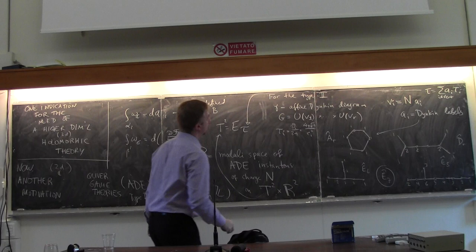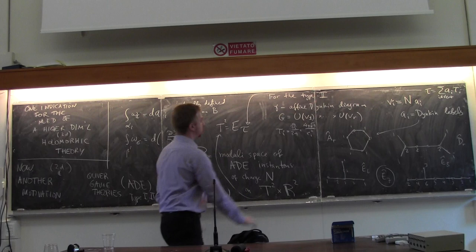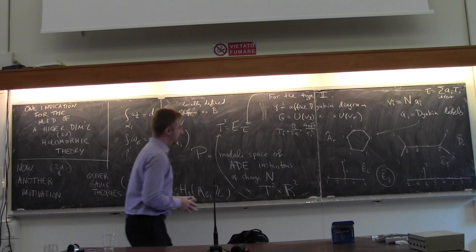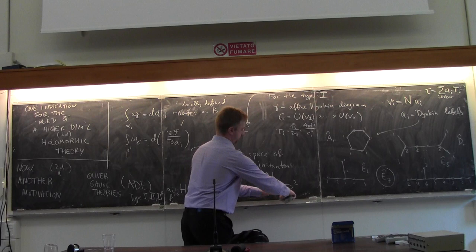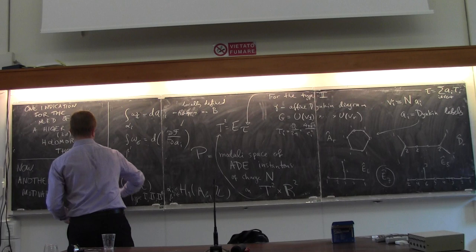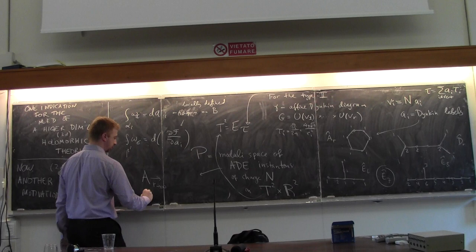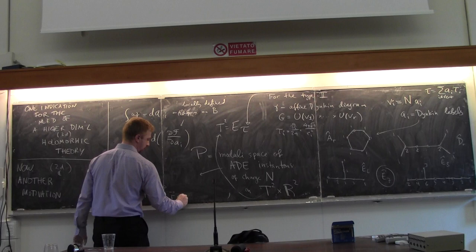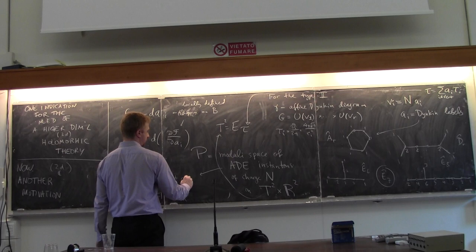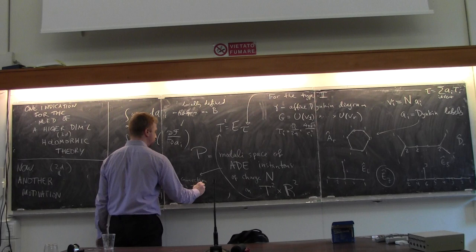And the rest of the data, so this is a non-compact space, so we should specify precisely the boundary conditions. And the boundary conditions are such that as you go towards infinity on R2 space, as r goes to infinity, A approaches a flat connection on T2, flat ADE connection.